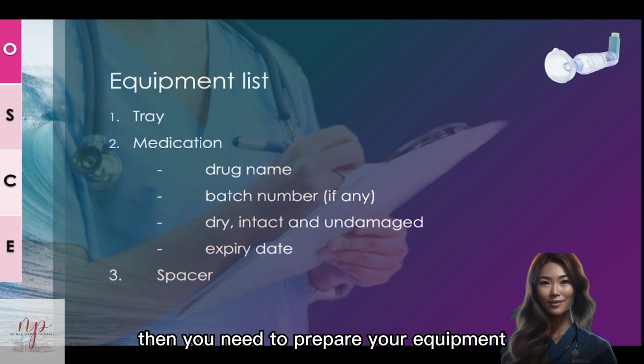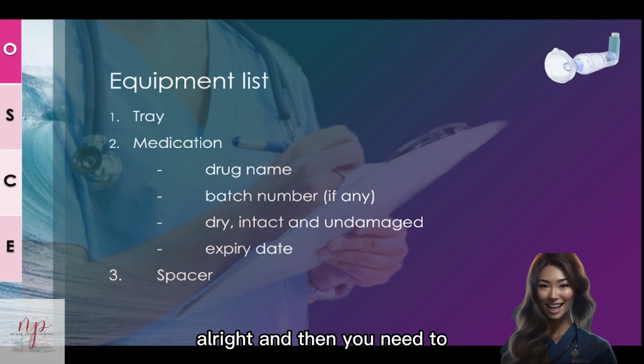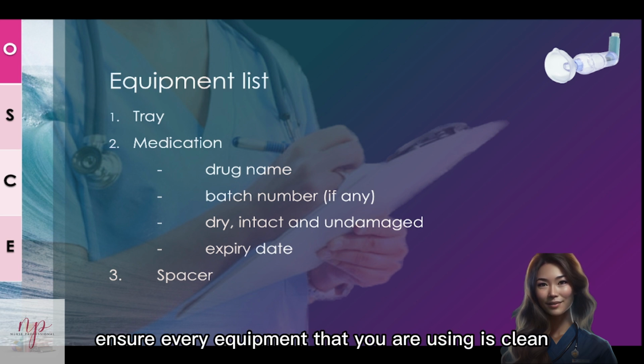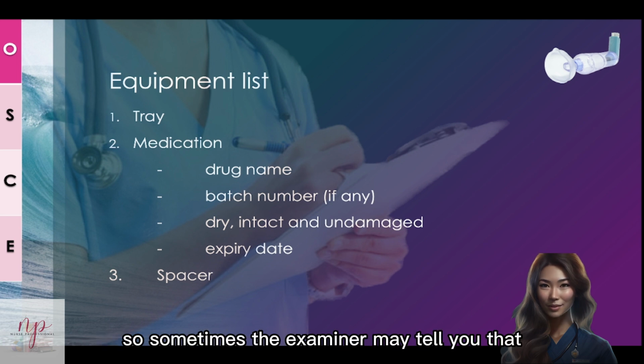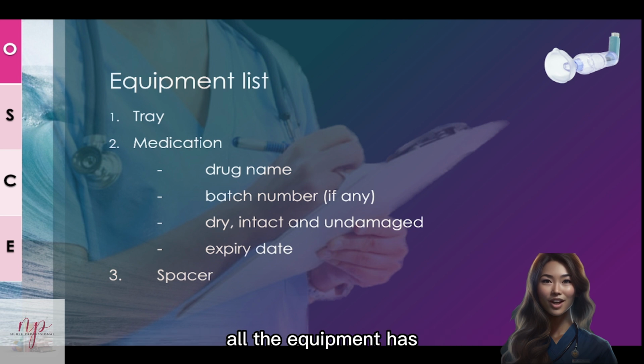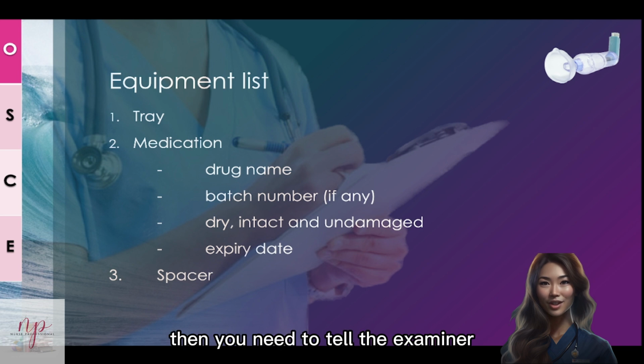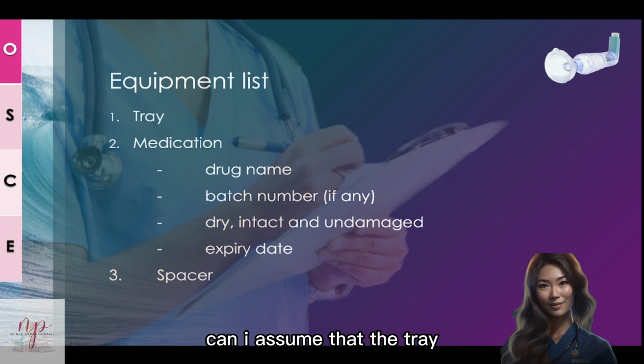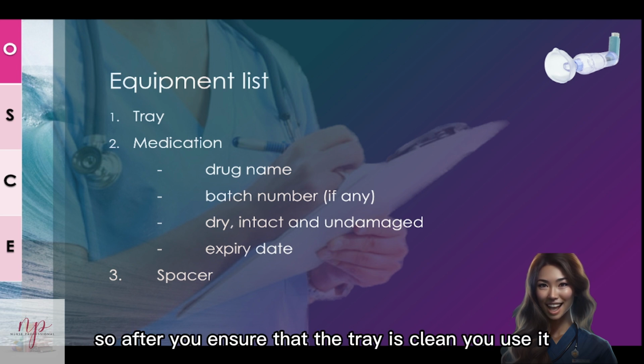Then you need to prepare your equipment. You need to get a tray, alright? And then you need to ensure every piece of equipment that you are using is clean. Sometimes the examiner may tell you that all the equipment has already been cleaned before your station. Then this is very good because you can ensure that the equipment is clean. But if nothing is mentioned, then you need to ask the examiner, can I assume that the tray is clean? Can I assume that the tray has been cleaned with alcohol wipes? Something like that. So after you ensure that the tray is clean, you use it, okay?